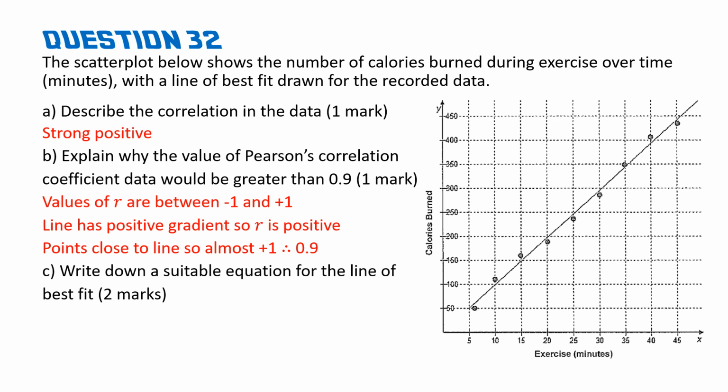Part C then says write down a suitable equation for that line of best fit. So remembering that our line of best fit is going to be in the format of y hat equals mx plus b. m is our gradient of the line and b is our y-intercept of that line. So we're going to have to bring that line back to work out where our y-intercept would be.